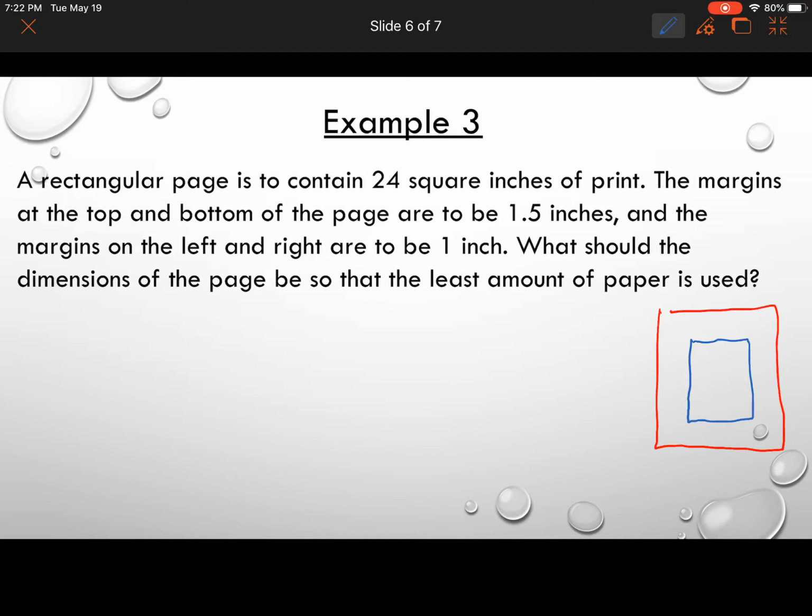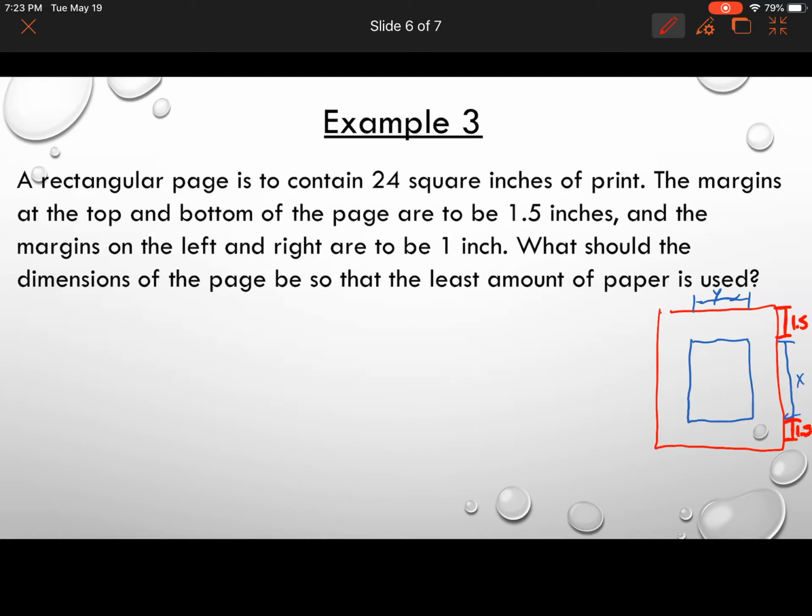And on your papers, let's see, it's listed as, this is X. Nope, that's Y. Actually, it doesn't really matter, but we just want to be consistent with what's on your notes already. So this is Y. And then this part is X. So basically, the length and the width of just the print area is X and Y. And then the margins at the top and bottom of the page are to be 1.5 inches. So this is 1.5, and this is 1.5.